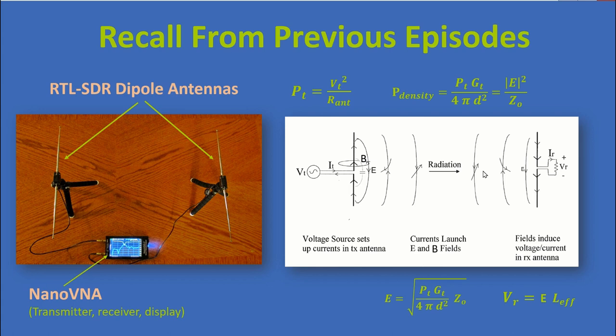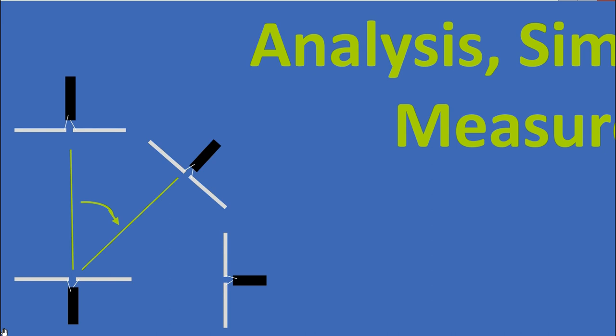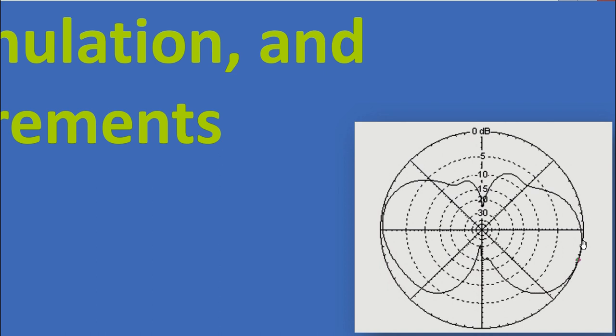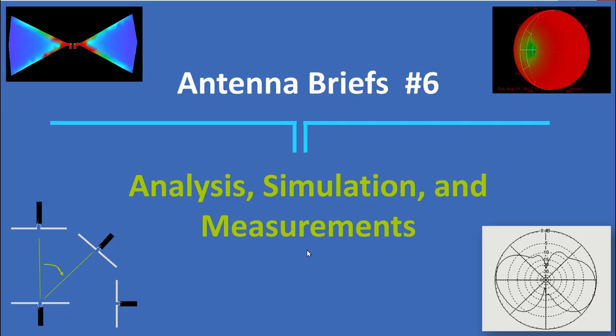Today, we're going to go beyond that and look not only at the broadside orientation that you see here, but also at places where the receive antenna is at some angle from the transmit antenna. So we're going to rotate from broadside around to what's actually called endfire. And knowing how the gain varies depending on that angle, we can produce what are called antenna patterns.